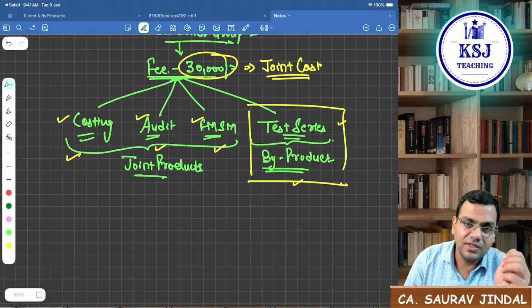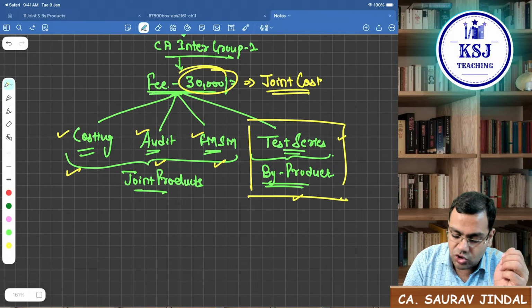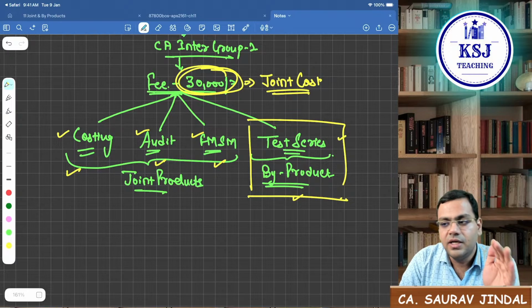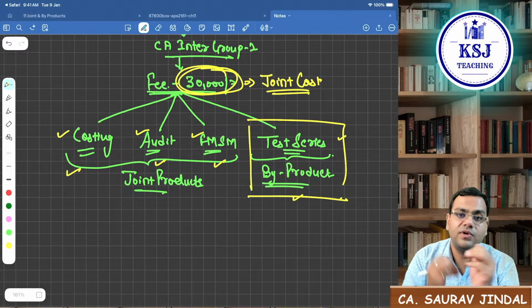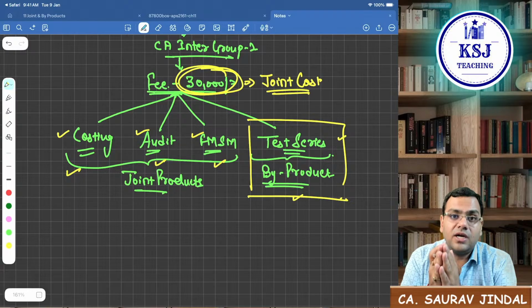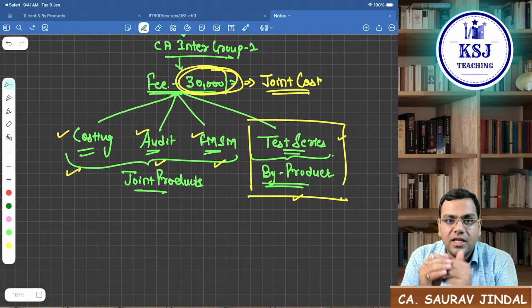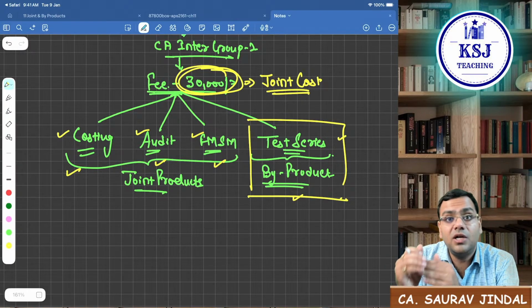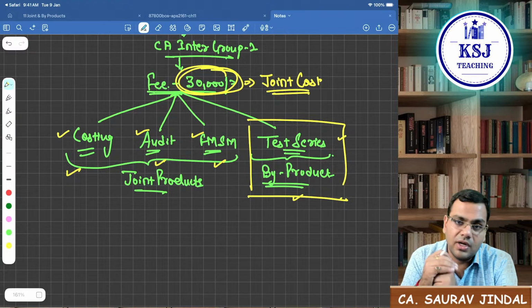So basically in this chapter, whatever is the joint cost incurred, we have to distribute that joint cost among the joint products and the byproduct, so that if we have to sell that joint product or a byproduct individually, we are able to sell that particular product. That's the whole purpose, right?